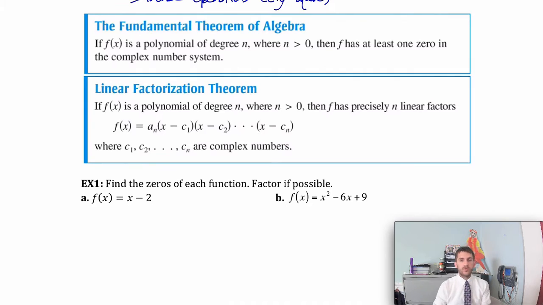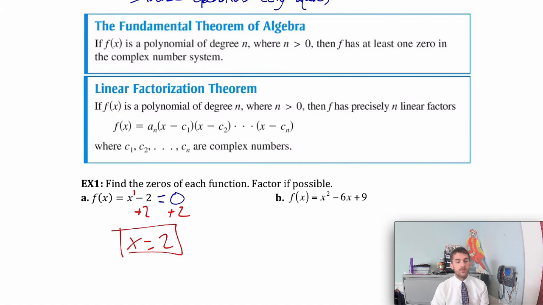Down at the bottom here, we're going to start off pretty simple. We're asked to find the zeros of each function. In general, when you're finding the zeros of a function, you're just going to set the function equal to 0 and solve. So in order to solve x minus 2 equal to 0, we're going to add 2 to both sides, and we get x equals 2. Now, going back to how many zeros this should have, it's x to the first. This is a degree 1. It has exactly 1 zero.